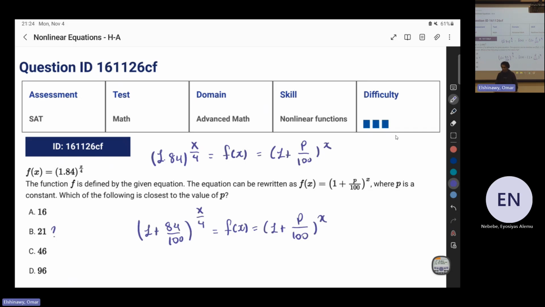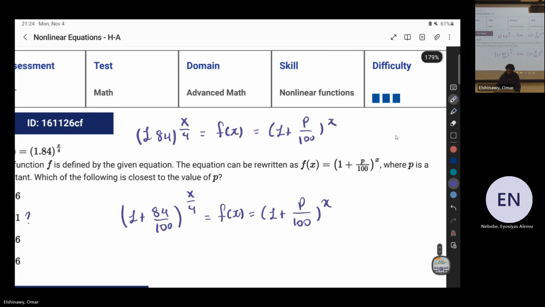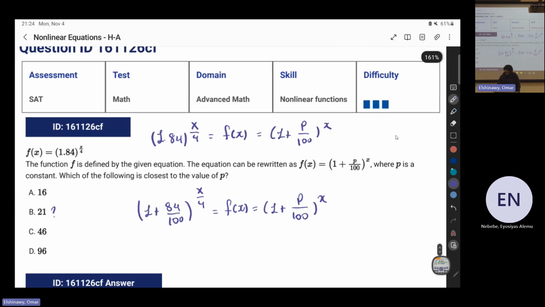But the only way we can find out precisely is if we can write this expression as something to the power of x. We're going to take the fourth root. Yes, exactly. So can you try to take the fourth root of 1.84?